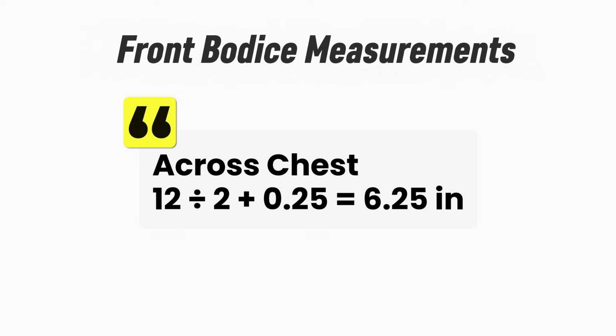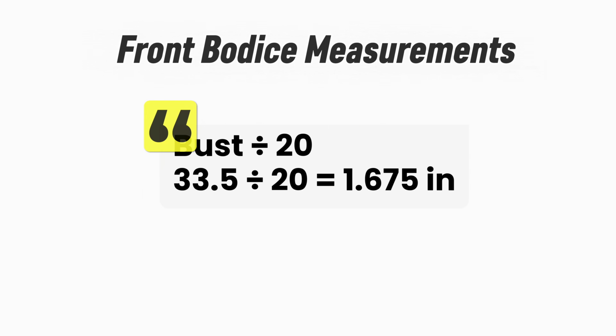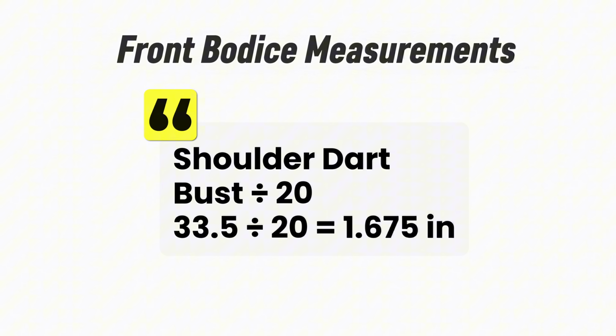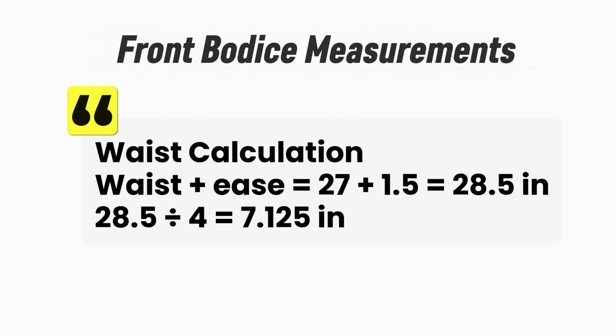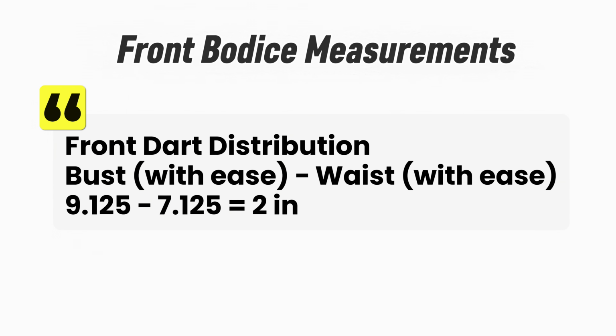For across chest, divide the measurement by 2 and add a bit of ease. To calculate the shoulder dart, divide the bust measurement by 20. For the waist, follow the same method as the back, add ease and divide by 4. Finally, to distribute the front dart, subtract the waist from the bust measurement with ease.